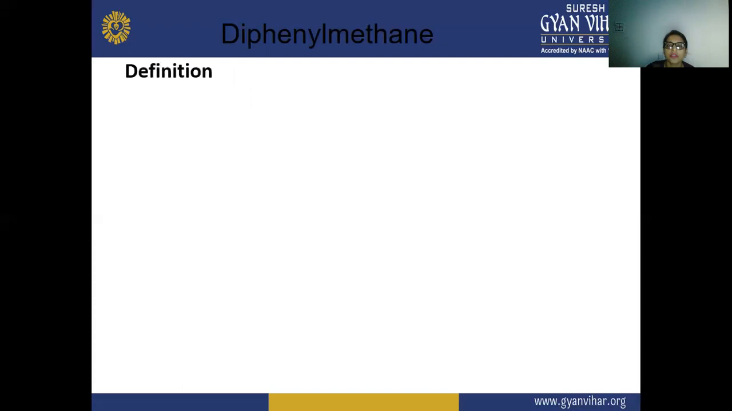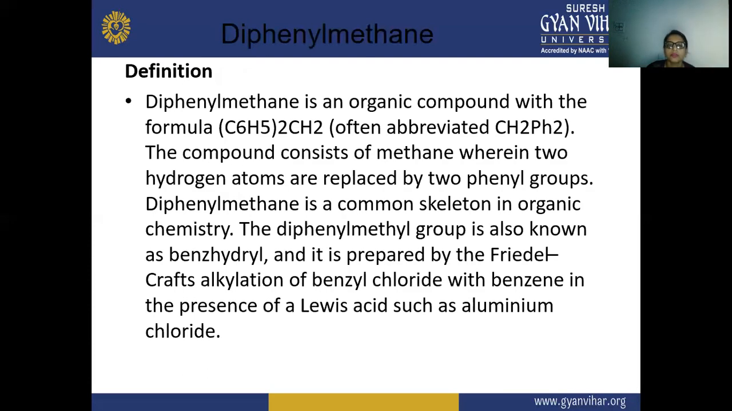Now next is diphenylmethane. Diphenylmethane is an organic compound having this formula, and the compound consists of methane in which two hydrogen atoms are replaced by two phenyl groups. In this, the common skeleton, the diphenylmethyl group, is also known as benzhydryl, and it is prepared by Friedel-Crafts alkylation of benzyl chloride with benzene in the presence of Lewis acids such as aluminum chloride.